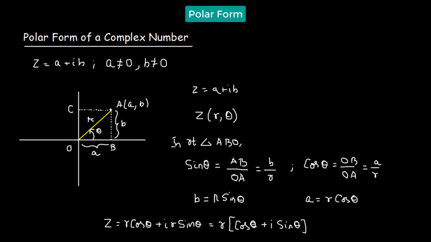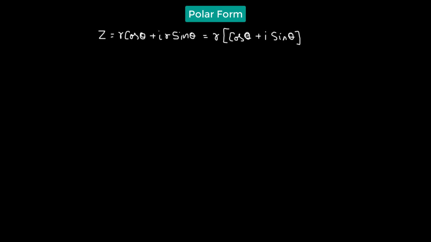So let us do one example. Before doing an example, let me mention one fact: the similarity of the polar form with the graphical form that we talked about in the previous section. Here r is equivalent to the modulus of the complex number z, and theta is the same as the argument of the complex number z.